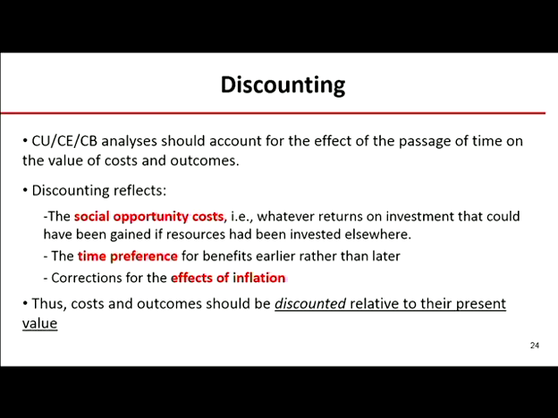So when we talk about the social opportunity cost, it means that when we are spending our money on one intervention, okay, we are not going to be spending it anywhere else. When we are paying for drug A for Alzheimer's or drug A for cancer treatment, it means that we are not going to be putting that amount of money into any other treatment for any other condition.